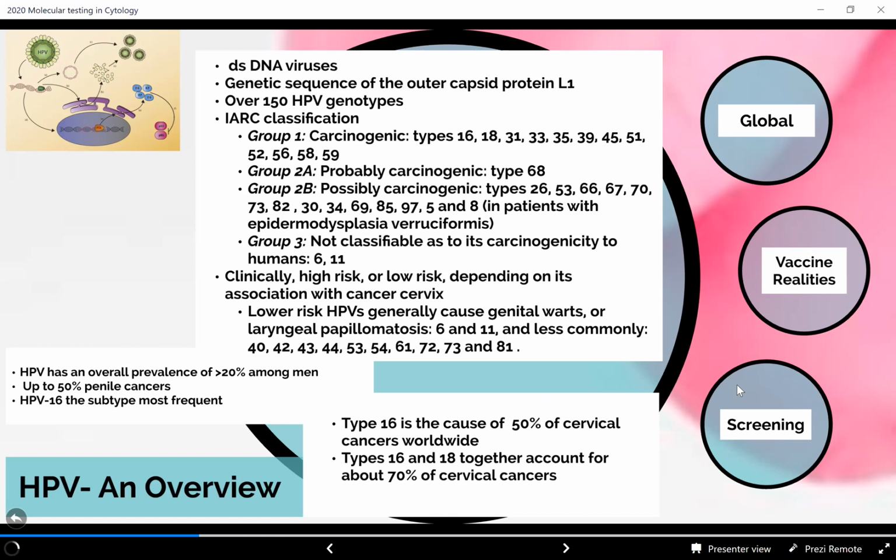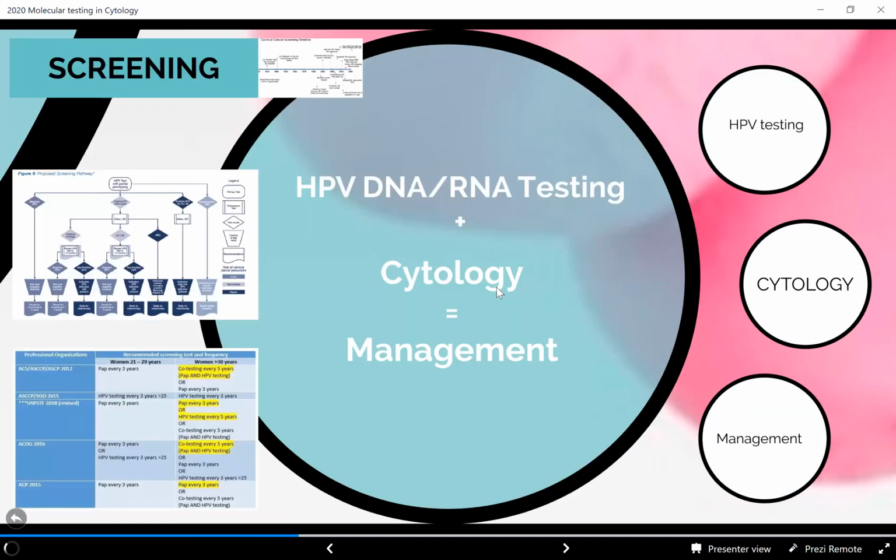So the main use of it is... you can refer to the other presentation about HPV for a more extensive overview of global and vaccine realities. Let's talk about the screening. So the screening, as you know, has both sides of cytology as well as HPV testing. So let's just talk about the HPV testing right now.